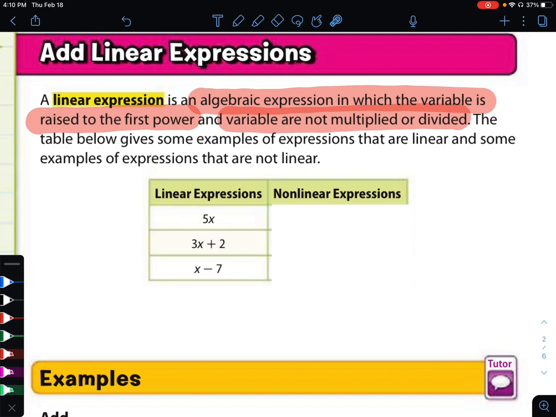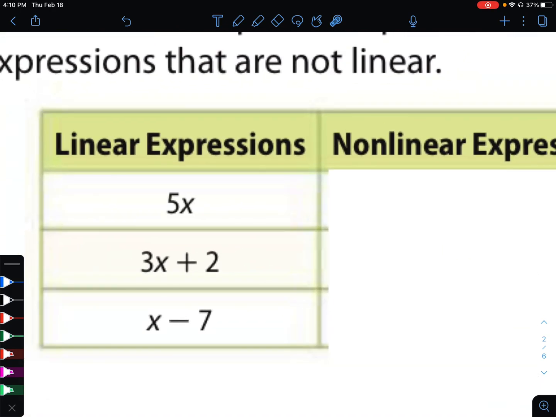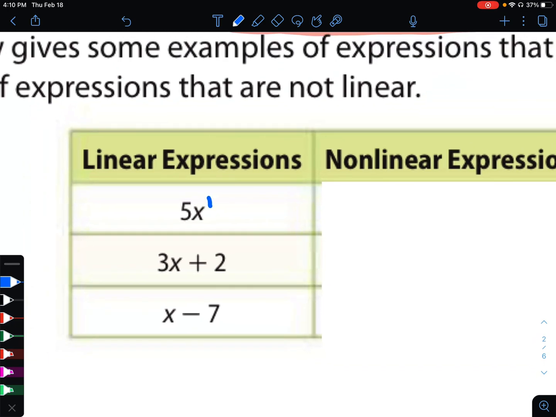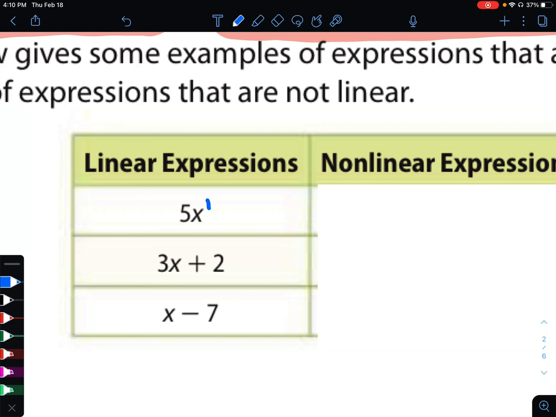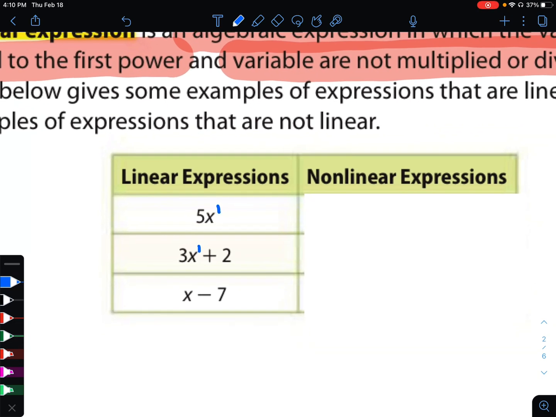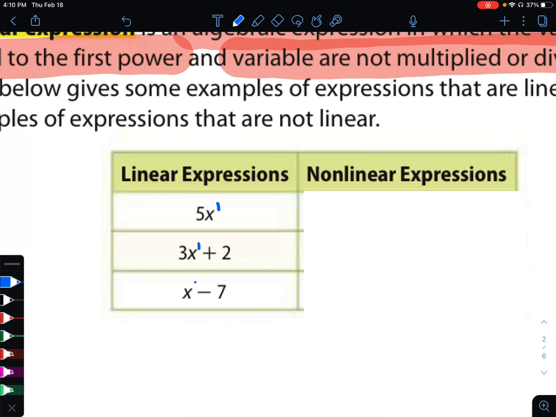5x is a linear expression because the exponent of x is 1. 3x plus 2 again is a linear expression because the exponent of x is 1. And x minus 7 is another linear expression because the exponent is 1. Remember what an algebraic expression is. Algebraic expressions are numbers and variables separated by an operation, one operation.